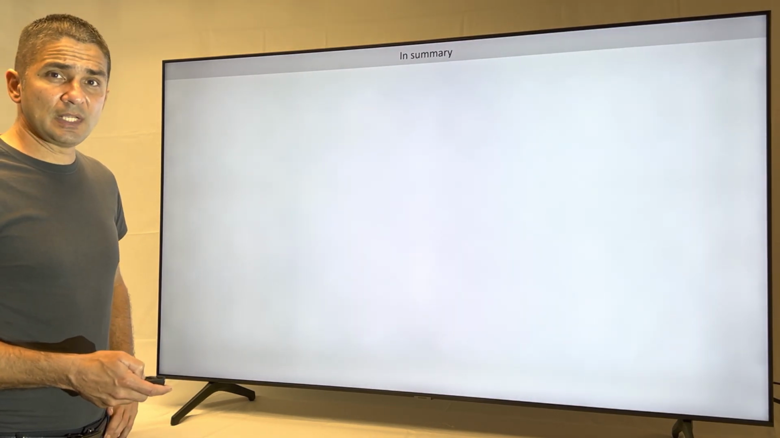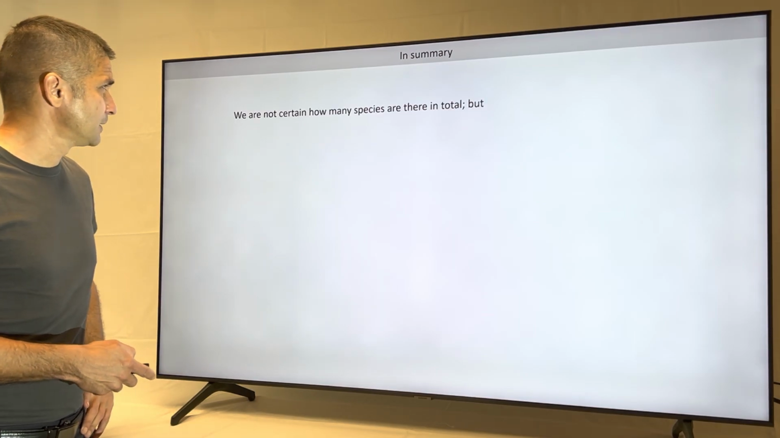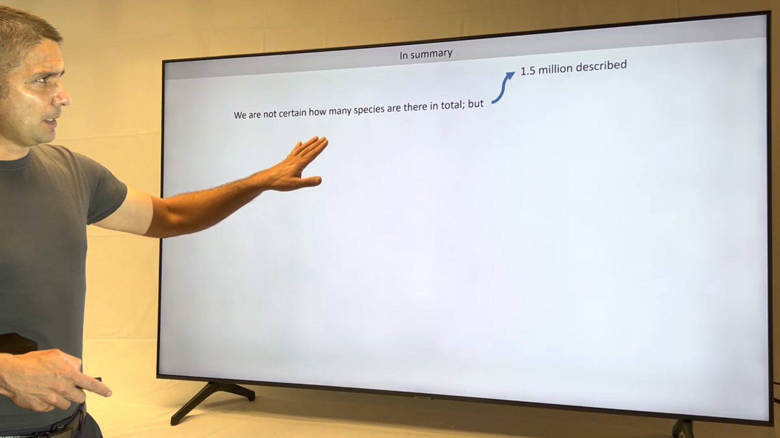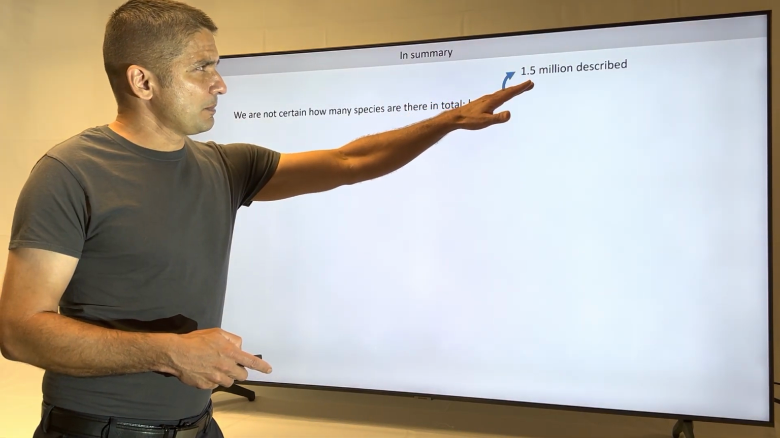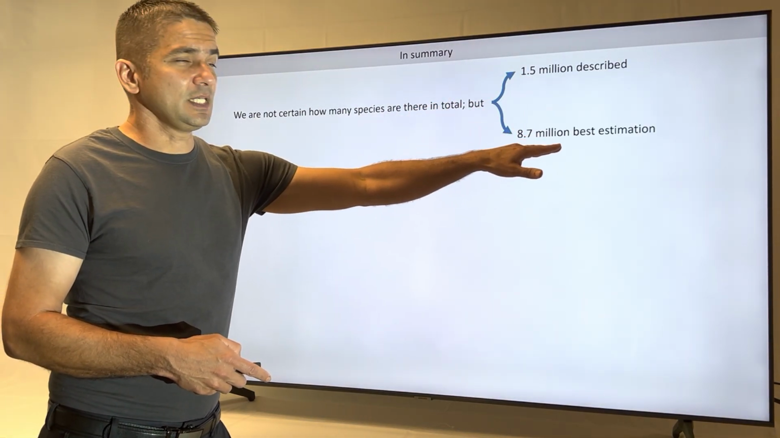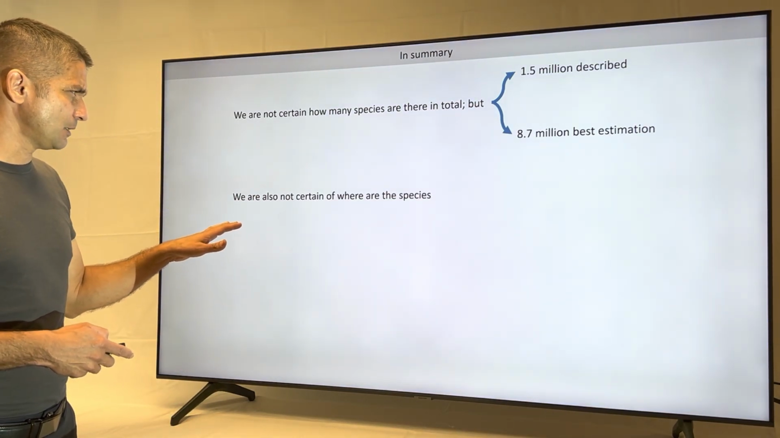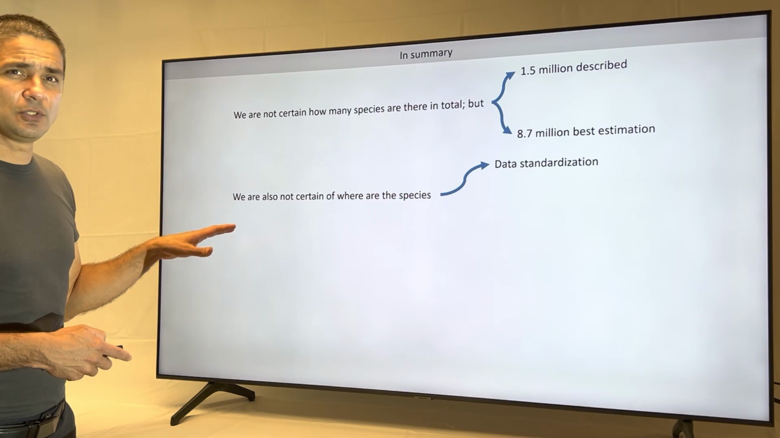Let me summarize the two lectures as they relate to species richness. We don't really know how many species there are in the world, but what we know is that there are about 1.5 million species that have a name, and there could easily be up to 8.7 million species. Where are those species in the world? Well, the reality is that we don't know very well.